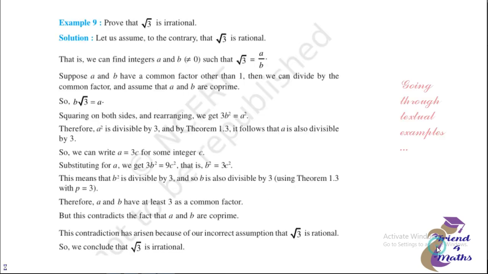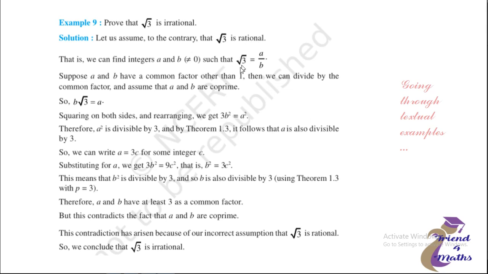Okay, and we are going to the examples. Next is to prove that root 3 is an irrational number. We can use the same steps. In the previous case we proved that root 2 is an irrational number. First we go through the wrong assumption that root 3 is a rational number.